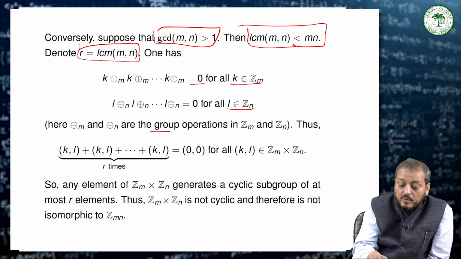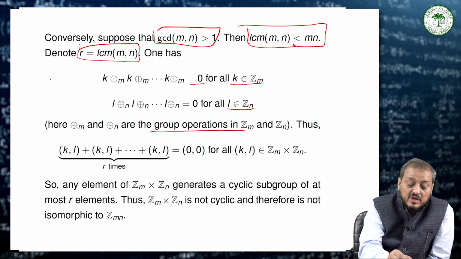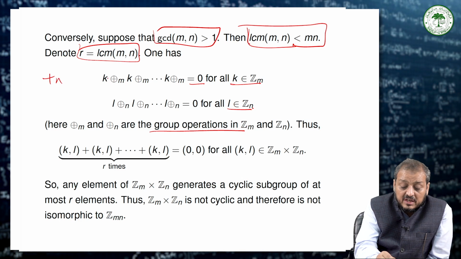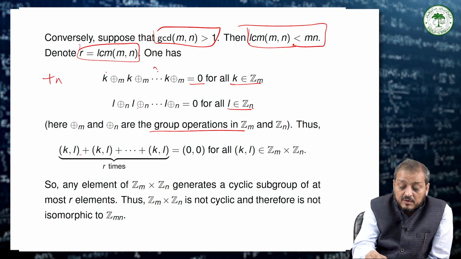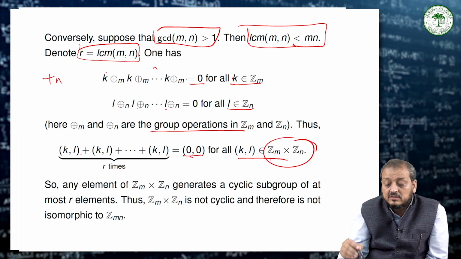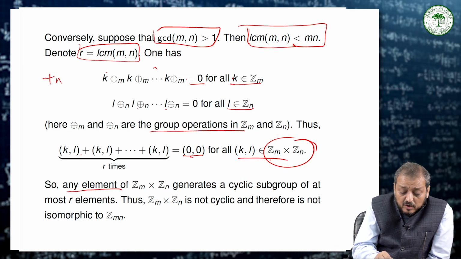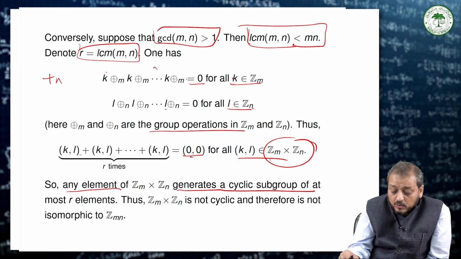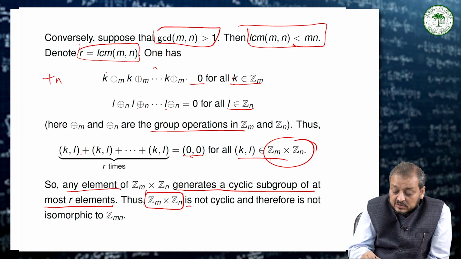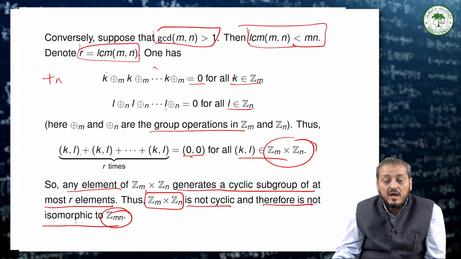Because these are the group operations in Zm and Zn, we denote it in this form, because addition is there. Now if we take k and l, then (k, l) plus (k, l) plus (k, l) and so on, r times, is equal to 0 for all (k, l) in Zm × Zn. So any element generates a cyclic subgroup of at most r elements. Thus Zm × Zn is not cyclic, and therefore it is not isomorphic to Zmn.